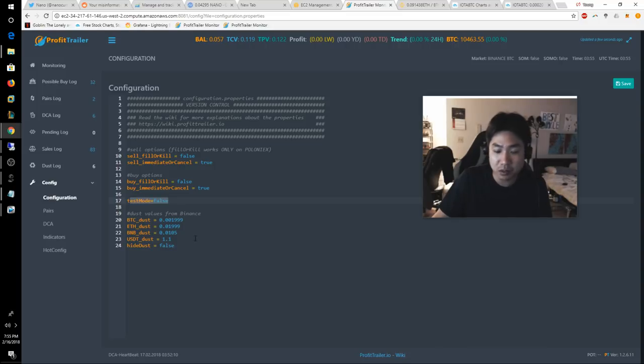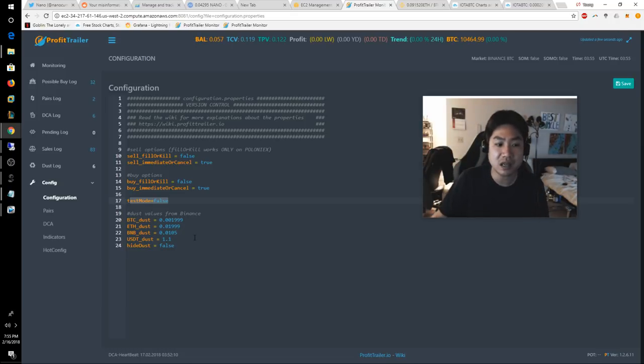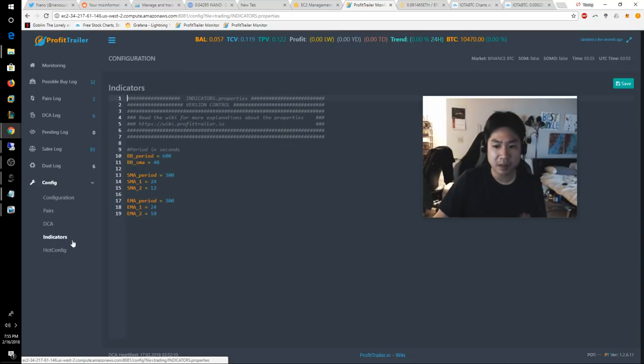Test mode here equals false. If you set this to true, it's actually really nice when you're putting on new settings. You'll notice when your bot actually does a purchase, but you will only see it in the logs. You will not see it here, okay? You'll only see it in the logs, and the logs will pop up at buy, and it will be in the command window. So let me go ahead and talk about my buy strategy.